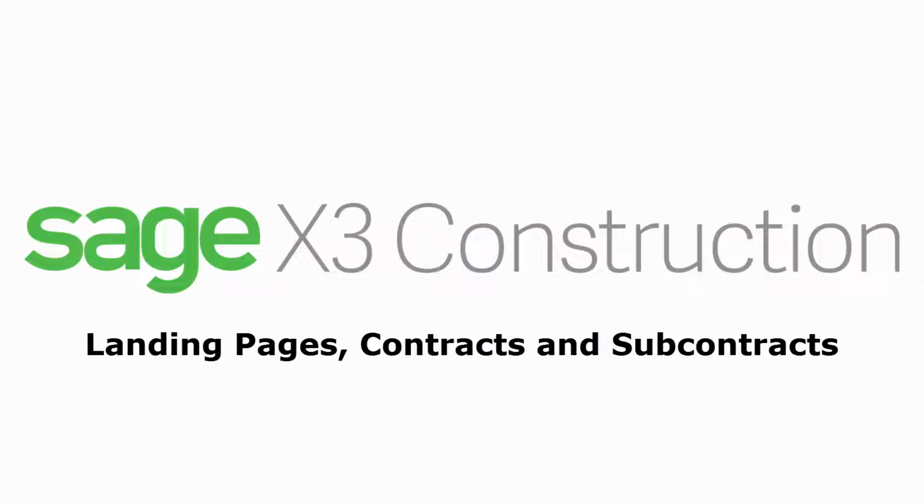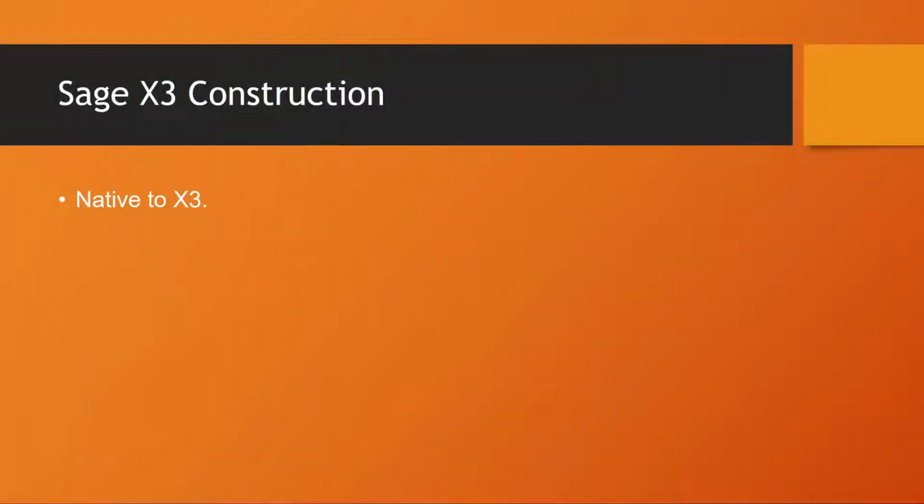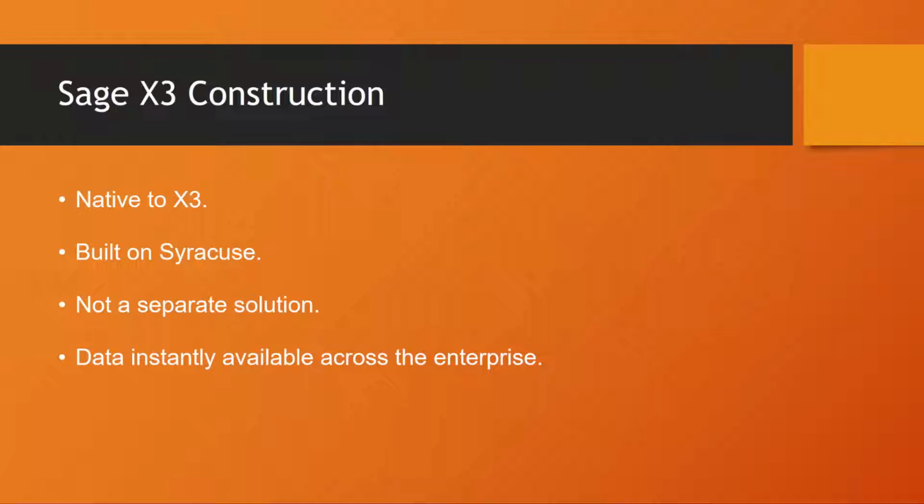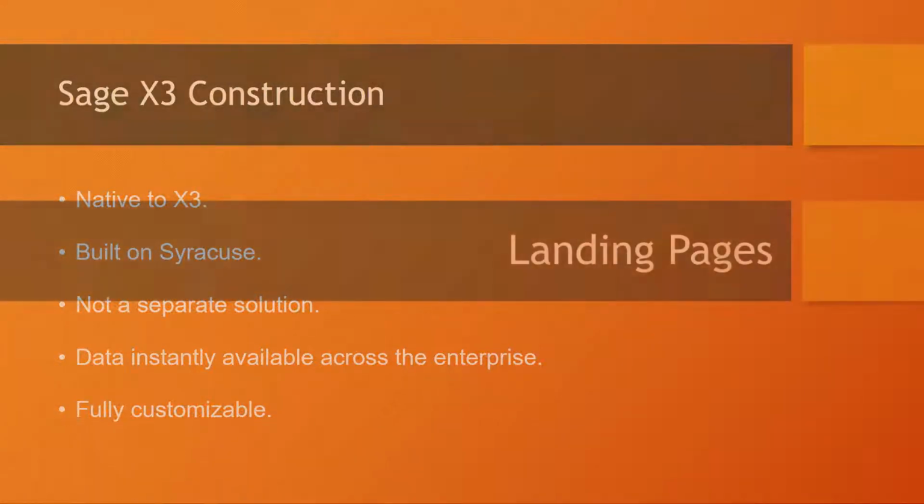This video provides an overview of Sage X3 Construction and demonstrates its core functionality. X3 Construction is native to X3 and built on Syracuse. It is not a separate solution that simply communicates with X3. Data captured within the X3 Construction framework is instantly available across the enterprise, allowing for maximum transparency in communication. X3 Construction can also be fully customized.